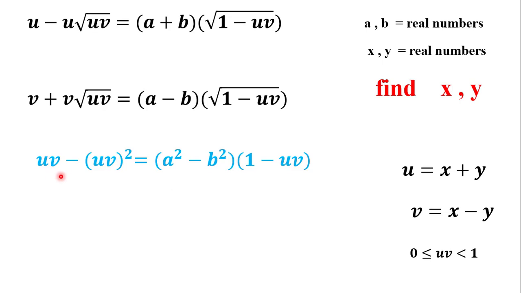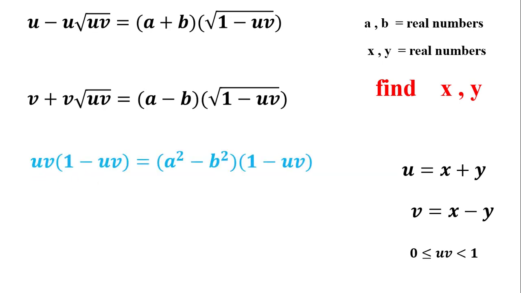We can factor out uv from these two terms, and 1 minus uv is less than 1, and that means uv isn't equal to 1, so we can divide both sides of this equation by 1 minus uv, and we are going to get uv equals a squared minus b squared.